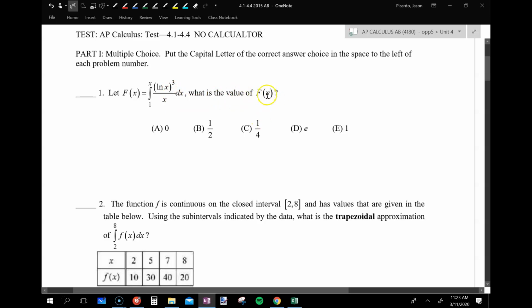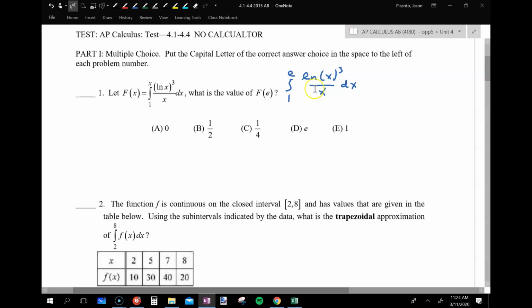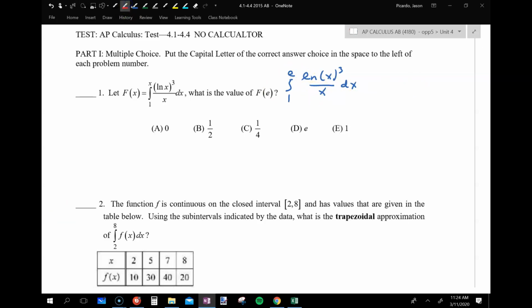Guys, this is nothing more than let's take e and plug it in. So it's an integral from e to 1 of natural log of x cubed over x dx, right? That's all it is. Well, we have to take that integral. And we did a whole bunch of ones that involved natural log. Because what is the derivative of natural log? 1 over x. And what do we have in this problem? A 1 over x. So there's my 1.